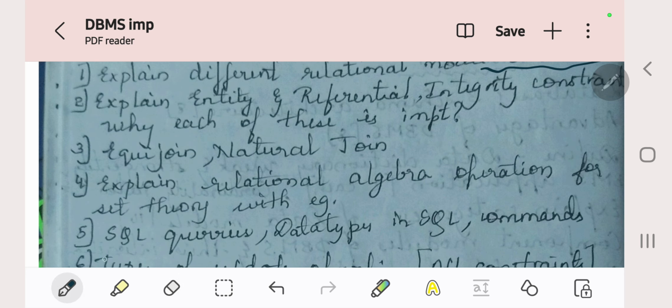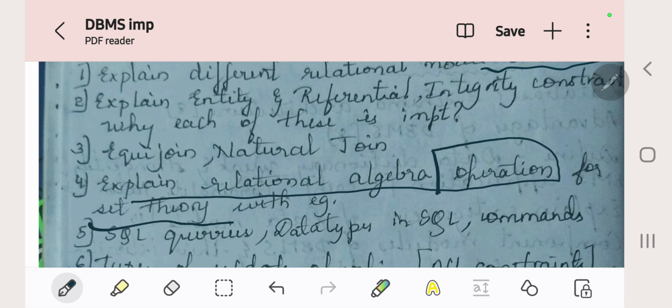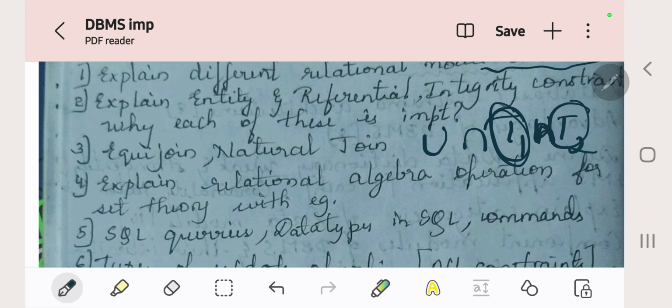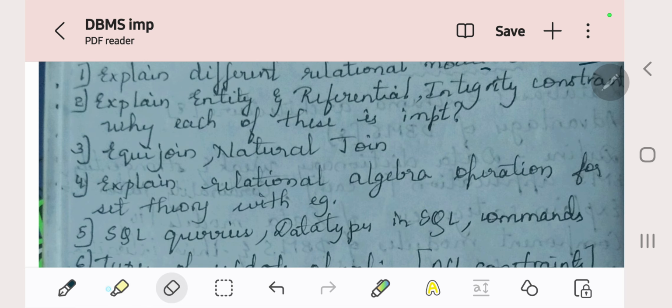The fourth one: explain relational algebra operations for set theory with examples. I hope you know what this is referred to as: union, intersection, everything you have to explain. Like we write it as T1 union T2, elements in T1, here it is intersection, elements in T1 but not in T2. Like that we write it, right? So this is again an important one.